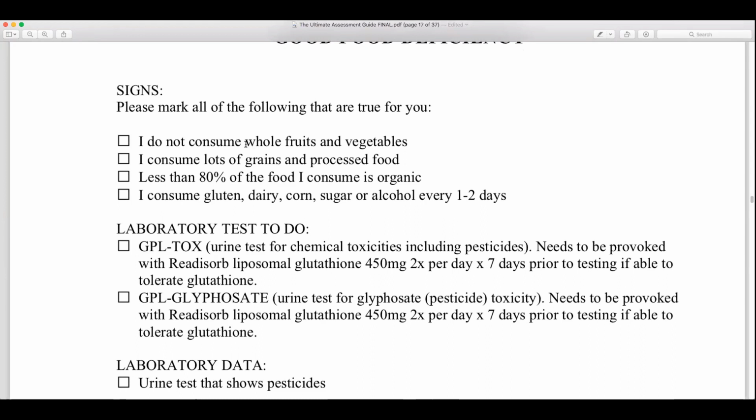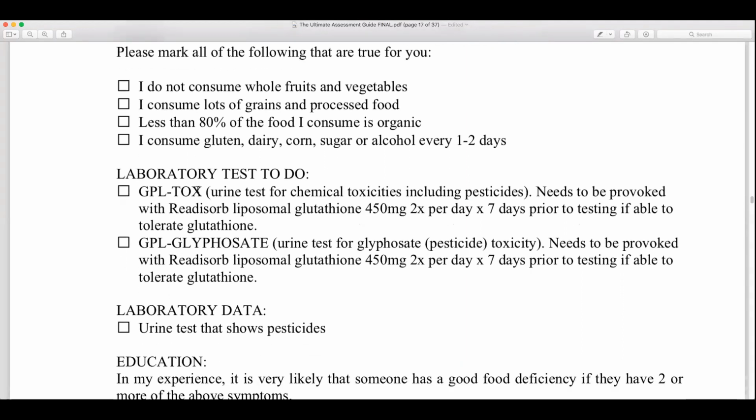So if you're not consuming whole fruits and vegetables, if you consume lots of grains and processed foods, if less than 80% of the food you consume is organic, and if you consume dairy, gluten, corn, sugar, or alcohol every 1 to 2 days, then you've got a good food deficiency. You're not getting the food that you need. In fact, you're getting a lot of toxic foods.